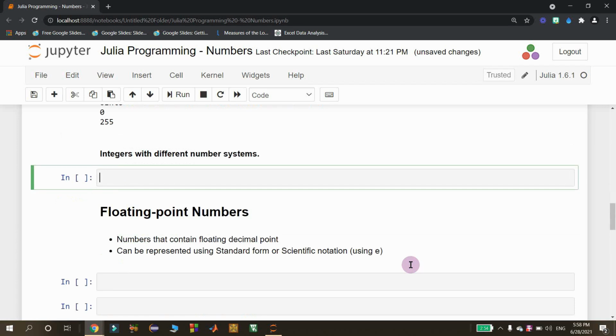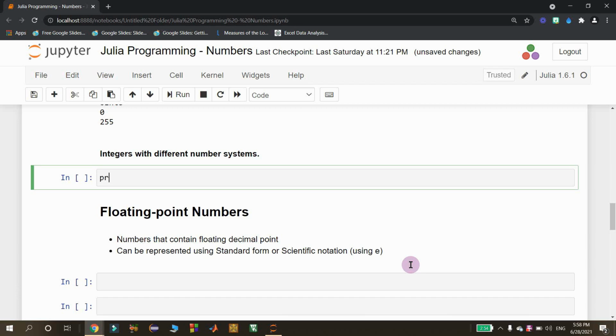Guys, so far we have considered decimal number system to represent integers. We can also use other number systems to represent integers here. Now I am going to take integer value in hexadecimal number system, octal number system as well as binary number system.